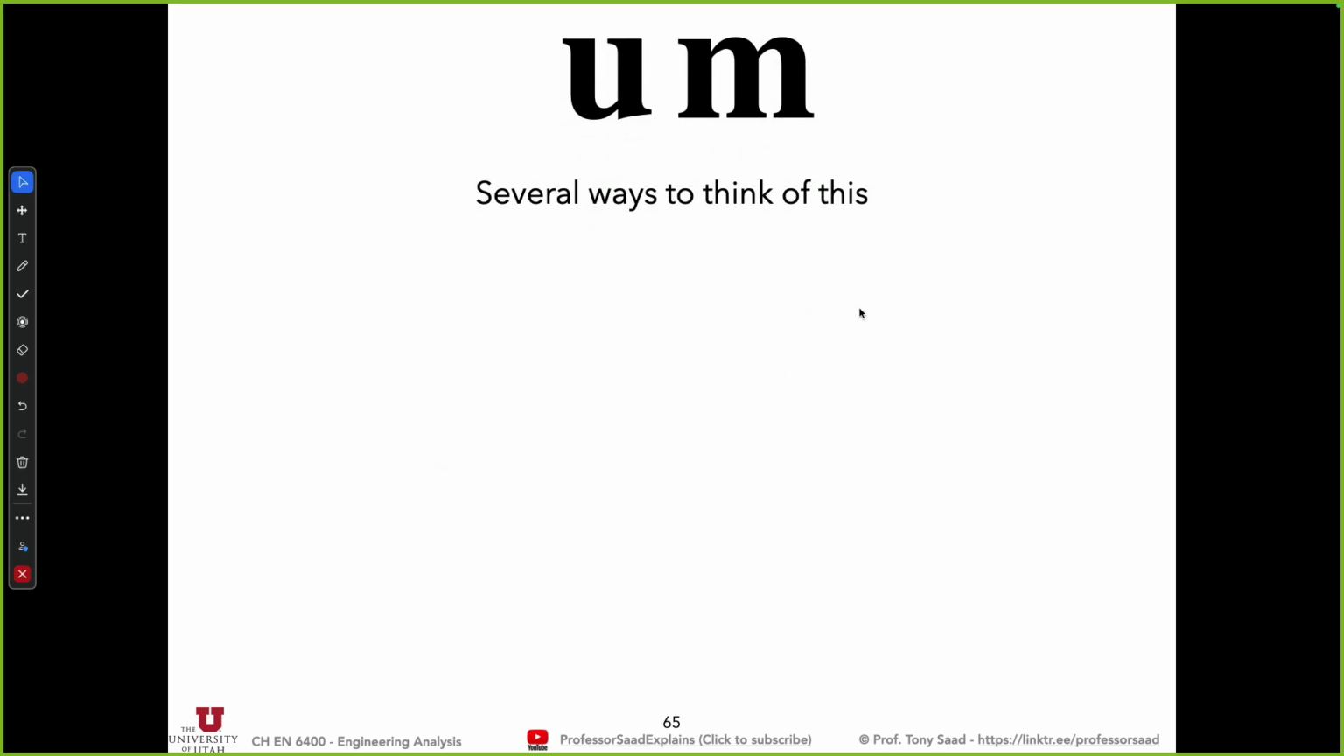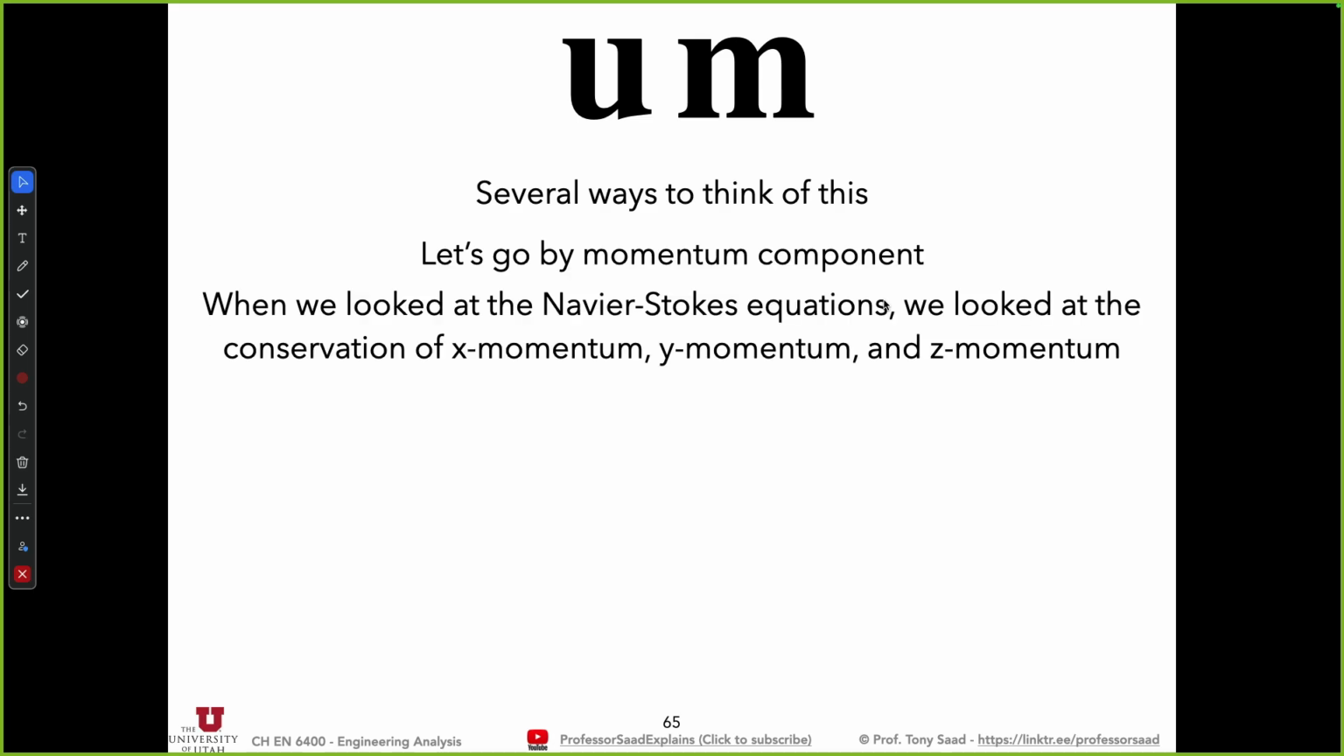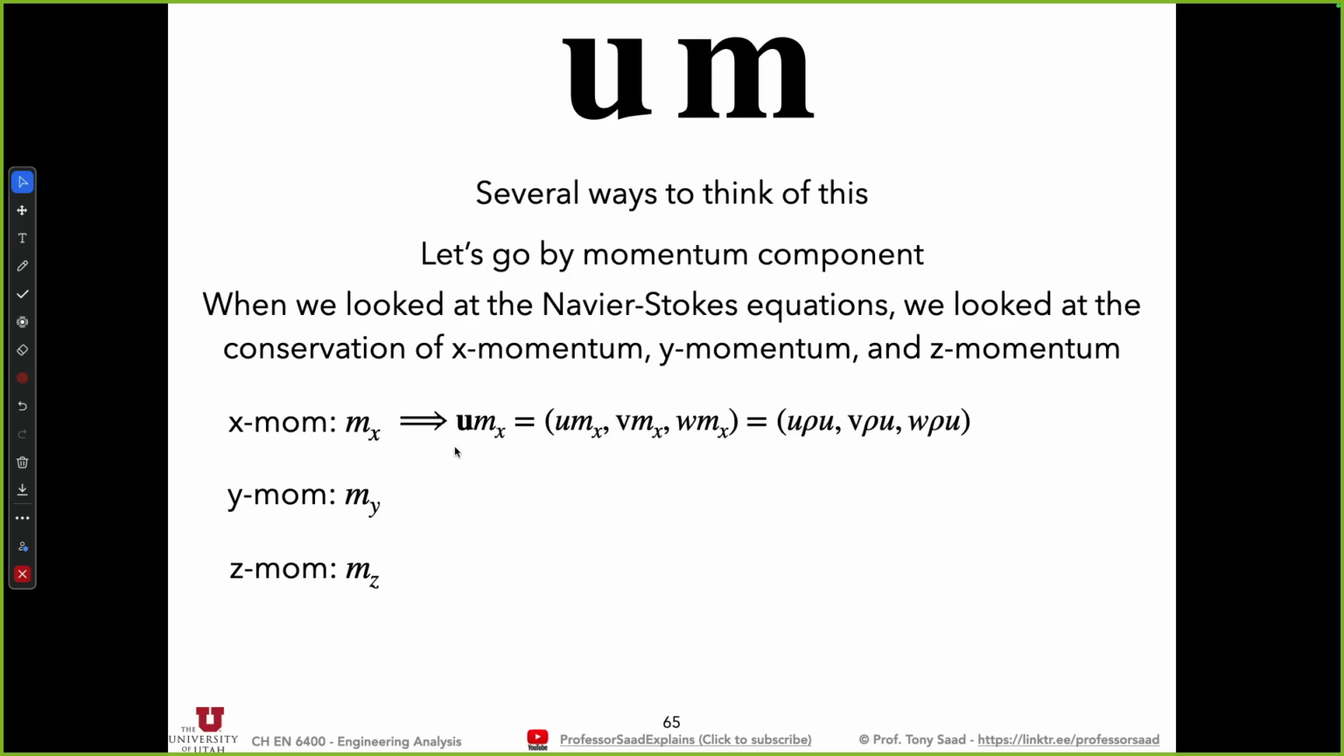So there are several ways to think about this. We're going to go at this by component of momentum, okay? So when we looked at the Navier-Stokes, we looked at these x, y, and z component equations separately. So for x momentum, I know I'm transporting mx, right? So my u vector should give me u, the advecting velocity, times mx, and we derived this earlier, that's going to be umx, vmx, wmx, or u rho u, v rho u, w rho u. And that's a vector, right? Before I take the divergence, that's still a vector, umx.